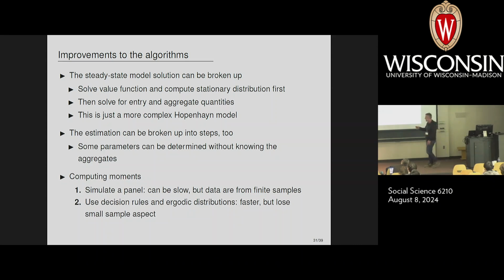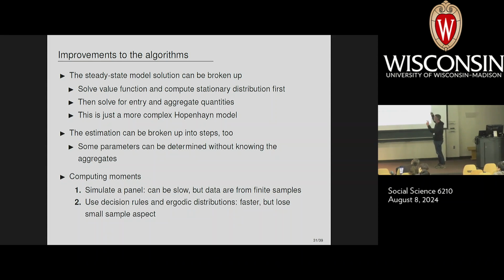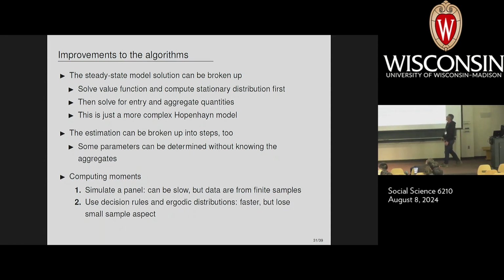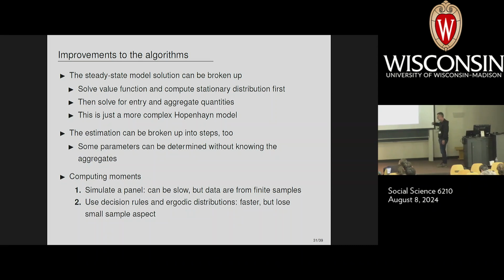So you can break this stuff up a bit. You can solve for the value functions and the stationary distributions first, and then solve for the entry and aggregate quantities, right? And so that just means, in some sense, it breaks up one of the nests. So it makes your life a bit simpler. And then you can even do some of the estimation this way too. So you can break some of this stuff up in ways that allow you to not have to solve everything simultaneously all the time. It's usually easier to solve a few smaller problems than one big problem. There are some decreasing returns to size.